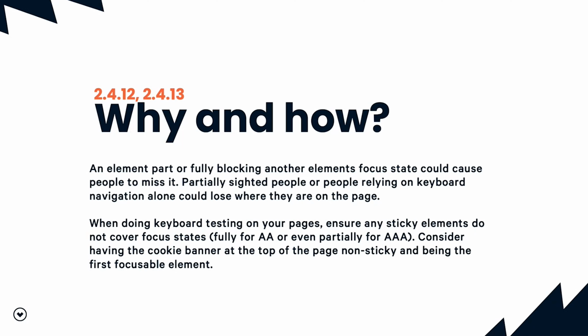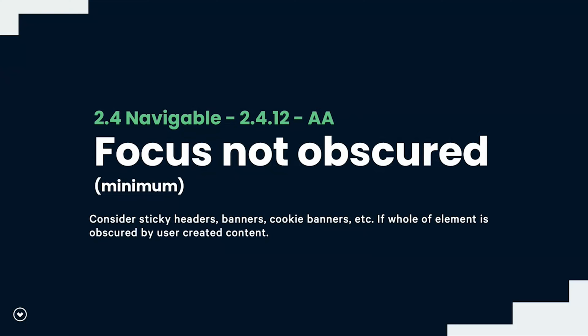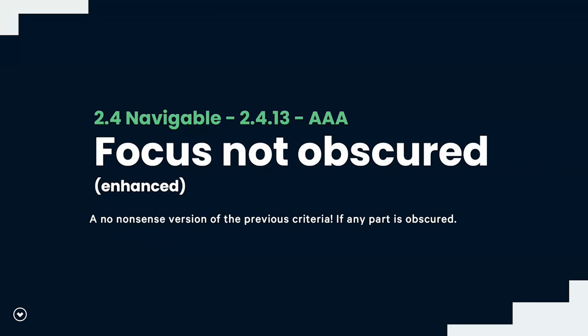So yeah, if an element is partly or fully blocking another element's focus state, it could cause people to miss that focus state. And if you're relying on the keyboard alone, again, you're not going to be able to see that element's focus. You might lose where you are on the page. So the AA one, which is minimum, is if the whole element is blocked or obscured by user-created content. Enhanced is if any part of the element is blocked or obscured by user-generated content.